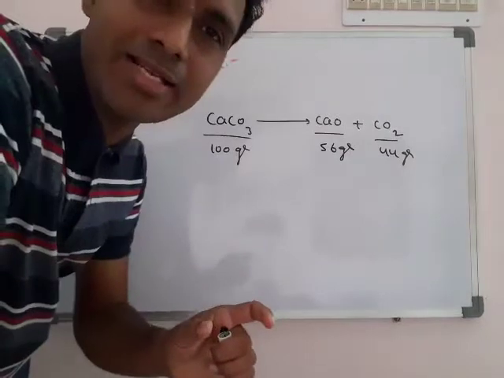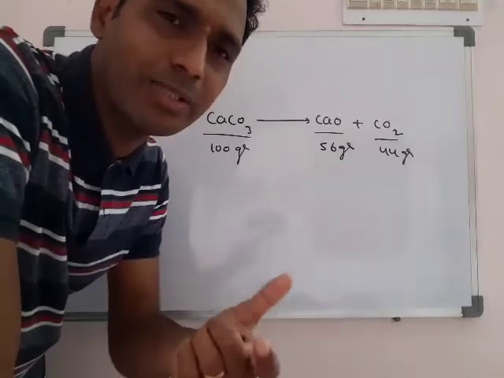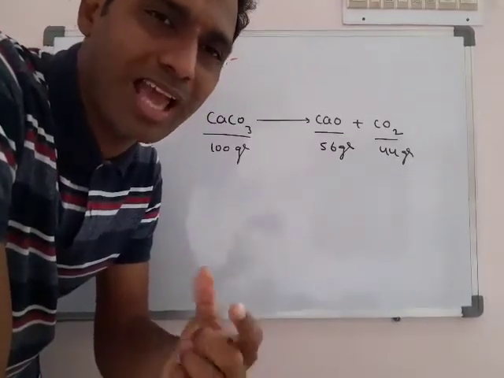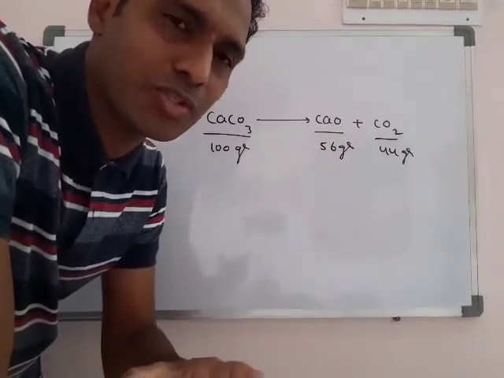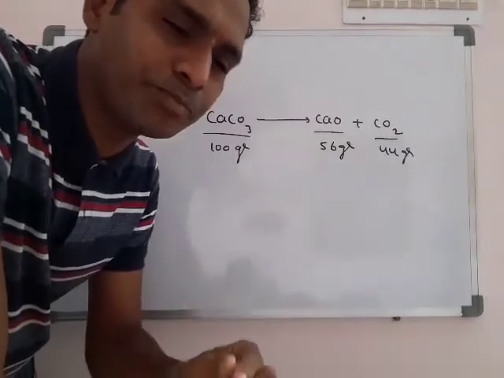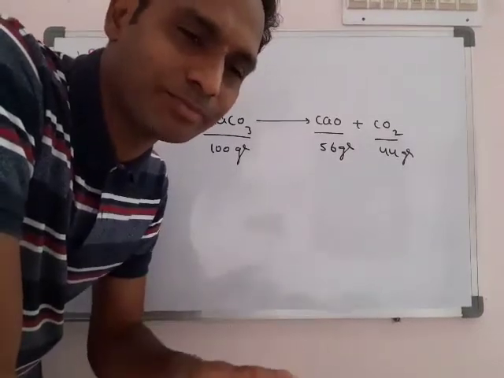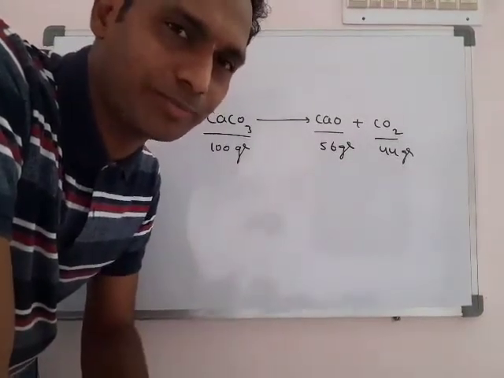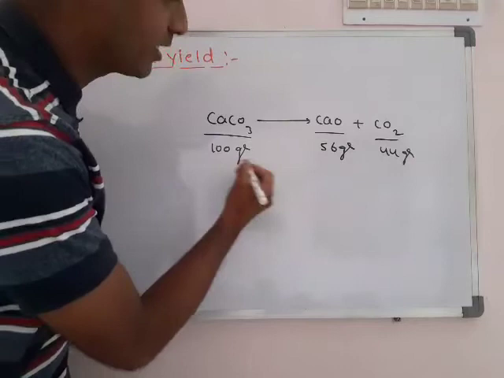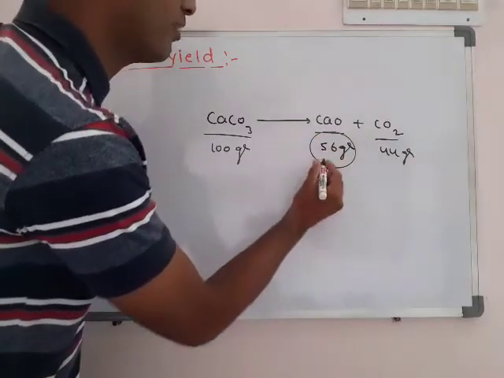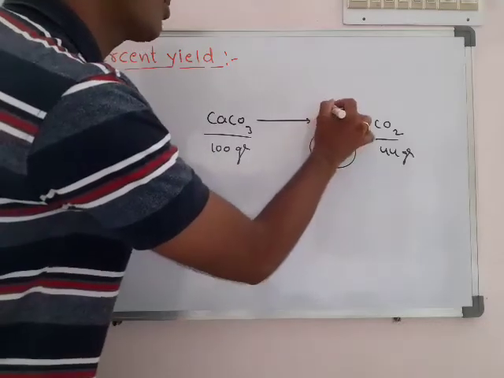So according to the balanced equation, that is called theoretical, nothing but calculated. Both are equal because we calculate based on the balanced equation. The value we obtain with the help of calculation using the balanced equation, we call the calculated or theoretical value. So here 100 grams of limestone, calcium carbonate, decompose. According to the balanced equation, only 56 grams of calcium oxide form.